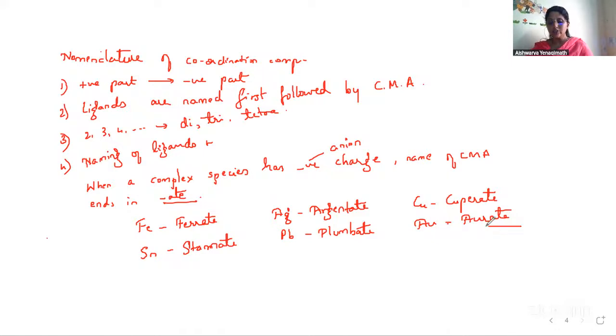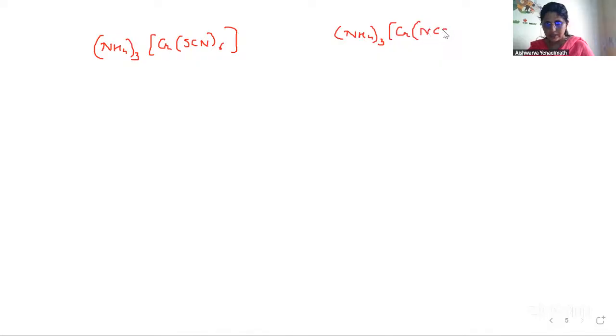The point of attachment in case of unidentate ligands is very important. The point of attachment in case of unidentate ligands with more than one coordinating end, that is, ambidentate ligands, how do you do the naming? Let me take an example to explain it. Here I have the example NH4 thrice Cr SCN6. This can also be written as NH4 thrice Cr NCS6. So how do we name it?